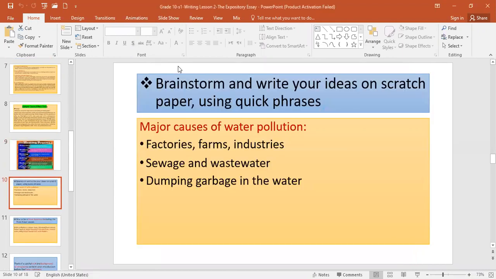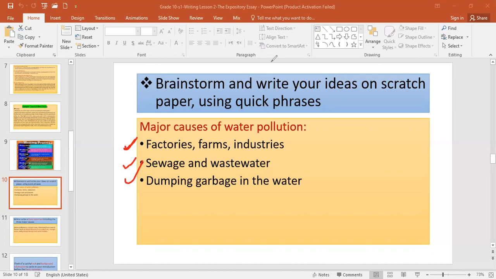Okay, this is how I brainstorm. I gave you examples of the homework I issued. Major causes of water pollution: factories, farms, industries. Do you notice how I'm brainstorming? Quick ideas. I want 3 causes: factories, farms, and industries, sewage and wastewater, dumping garbage in the water.